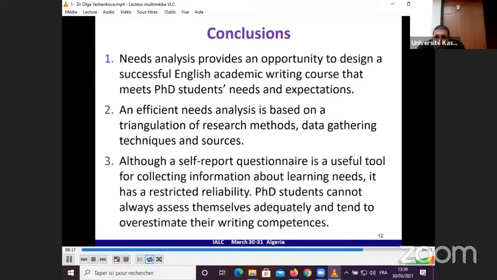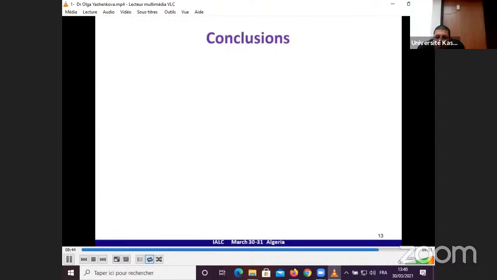Although a self-report questionnaire is a useful tool for collecting information about learning needs, it has a restricted reliability and should be used in combination with other tools in order to get more objective information. PhD students cannot always assess themselves adequately and tend to overestimate their writing competencies. Even PhD students who are fluent in English need teacher support and guidance.